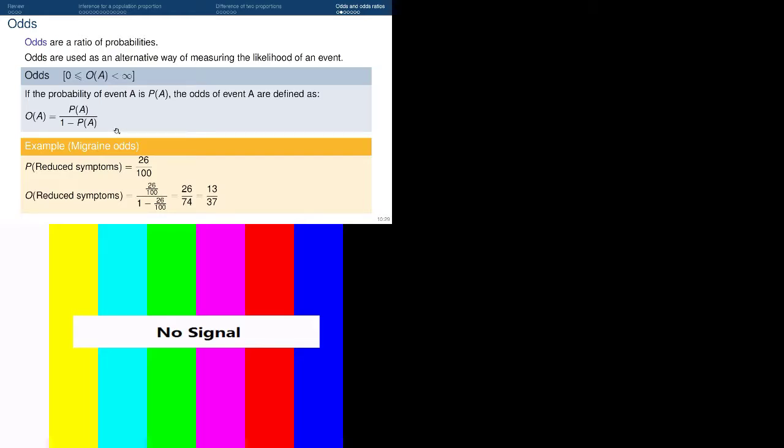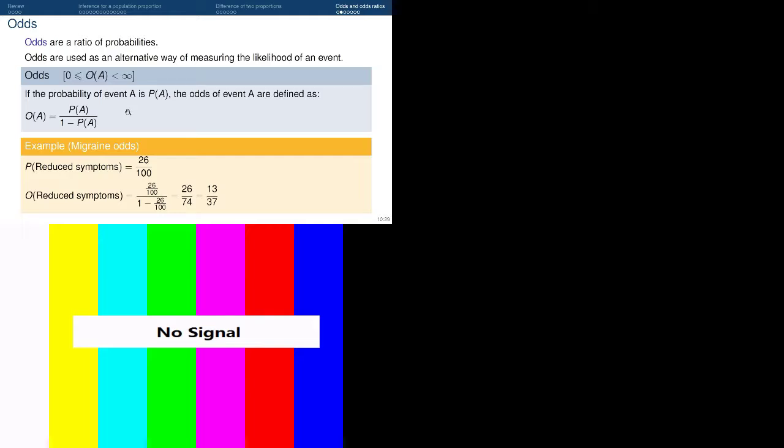All right, so if we have a 50% probability, that means that something is equally as likely to occur as it is not to occur. That would be 0.5 divided by 1 minus 0.5, which would be 0.5 divided by 0.5, which is 1. So an odds of 1 corresponds to a probability of 50%. So odds greater than 1 indicates that A is more likely to happen than not. Odds from 0 to 1 indicate that A is less likely to happen than not.